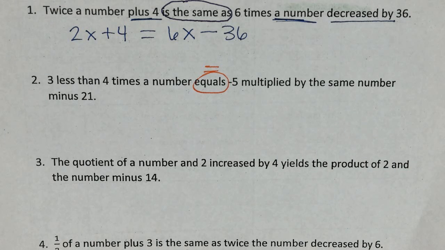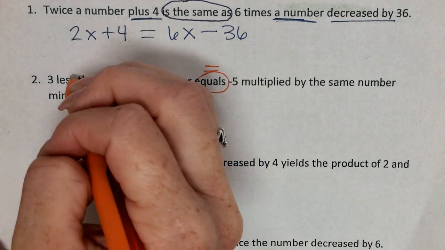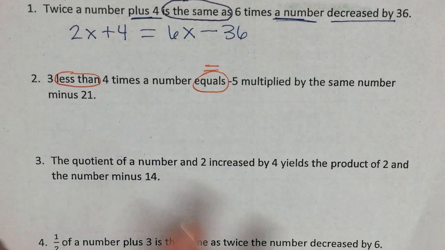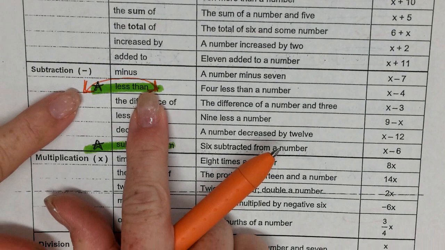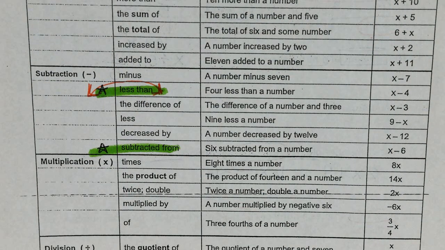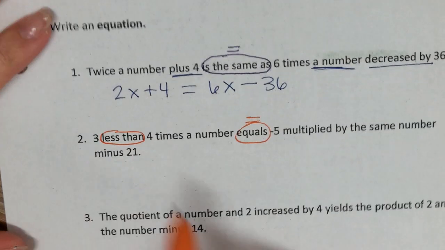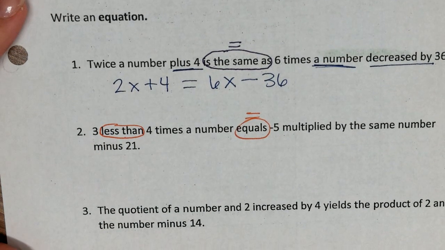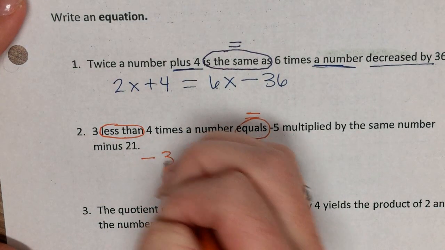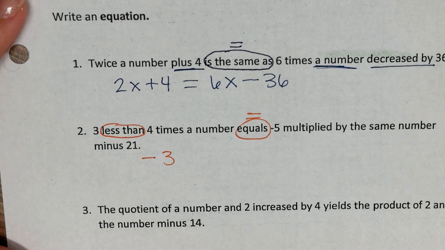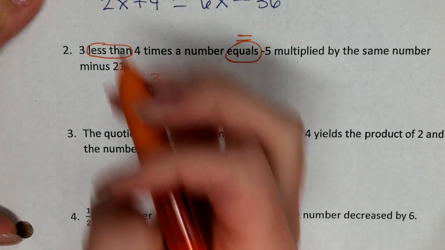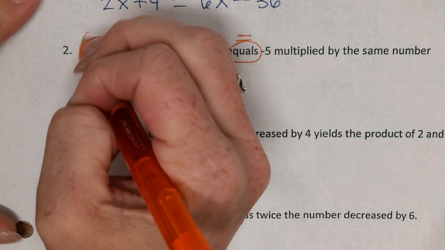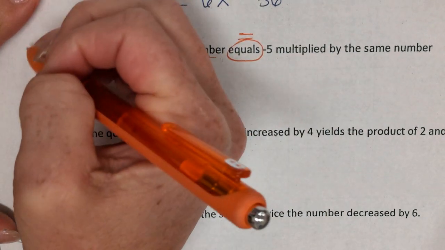3 less than. Ooh, I saw something that was highlighted. Do y'all remember what to do? If it says less than, it means subtract, but we do what with them? Switch their spots. So I'm not going to write 3 minus. I'm going to write something minus 3. So this went to the back, and this is going to go to the front.